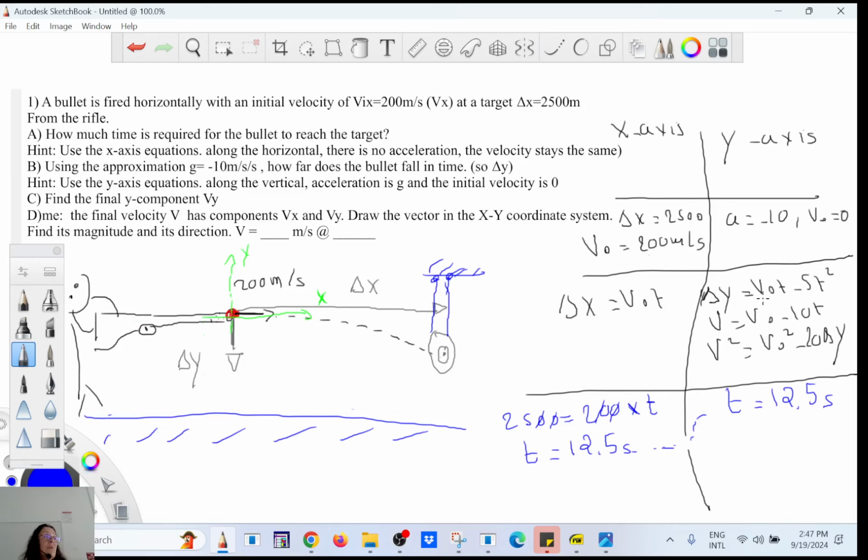So I'm going to use this one, right? So I have delta y equals initial velocity is 0. So it's going to be minus 5, 12.5.